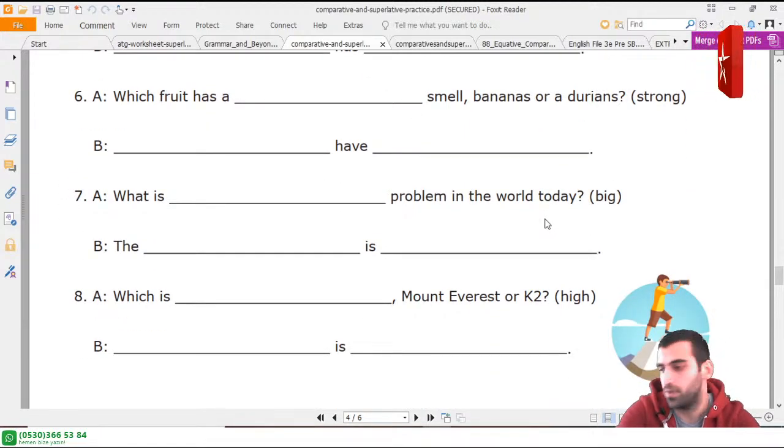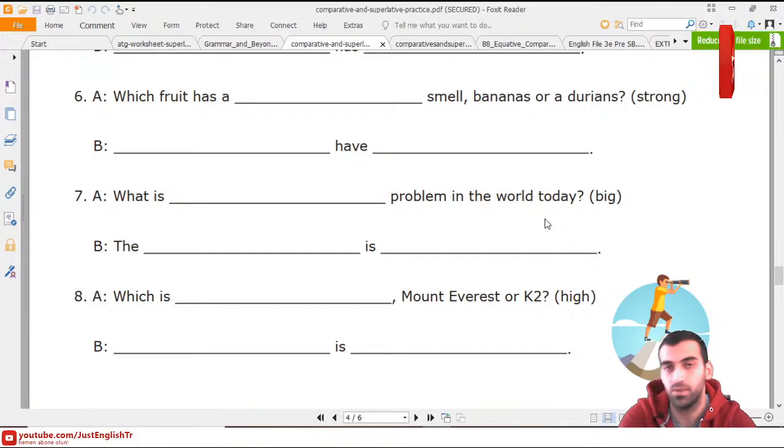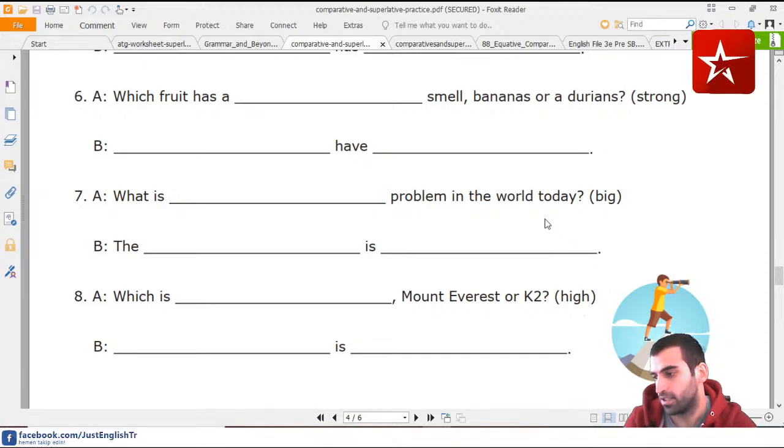Okay, let's continue with number 6. Let me check. Yes, Muhammed Türk Yılmaz says China. Hüseyin Dursun says I've joined to the meetup. Yes teacher, we can use then with comparatives. Yes, we can use then. Which one is larger? China is larger than or bigger than India, for example.